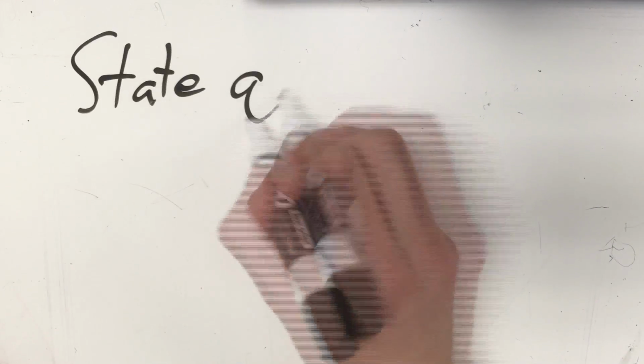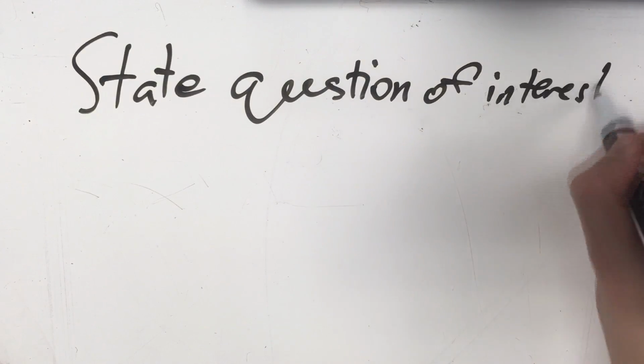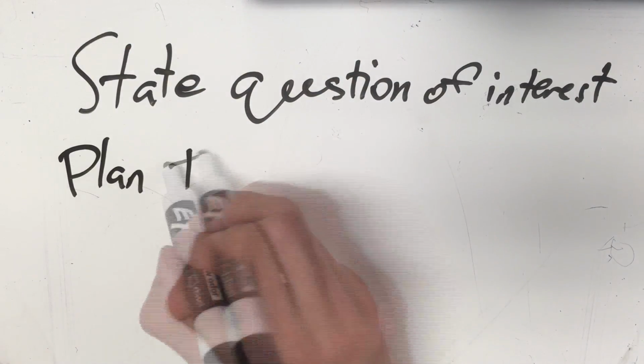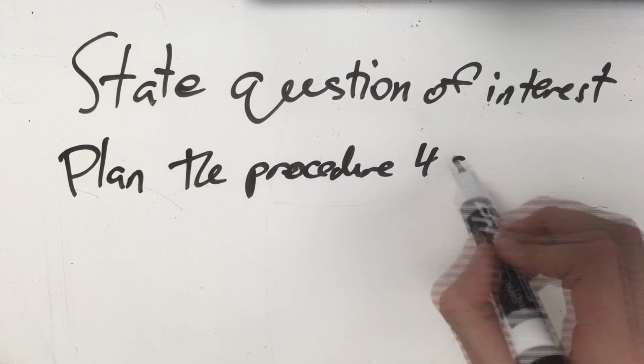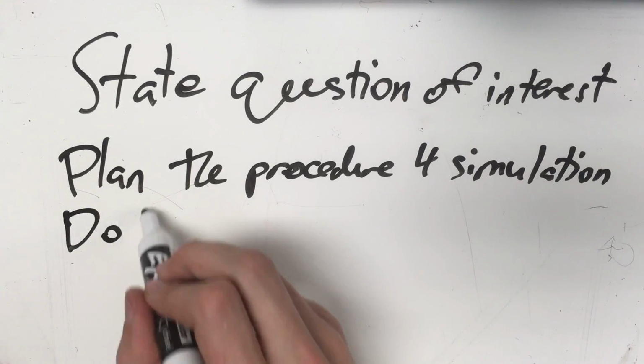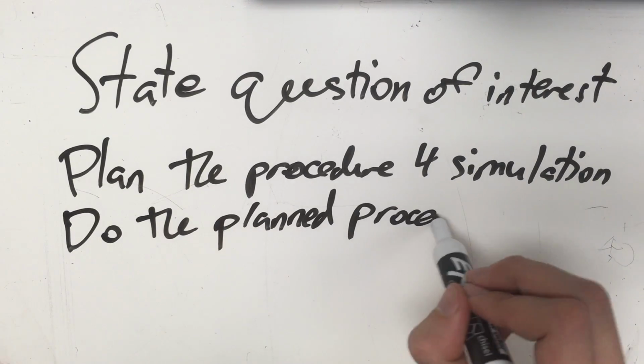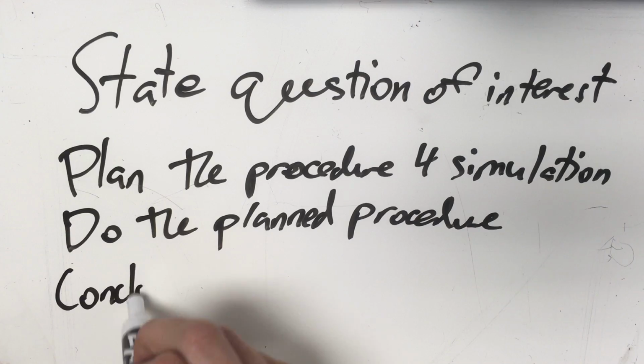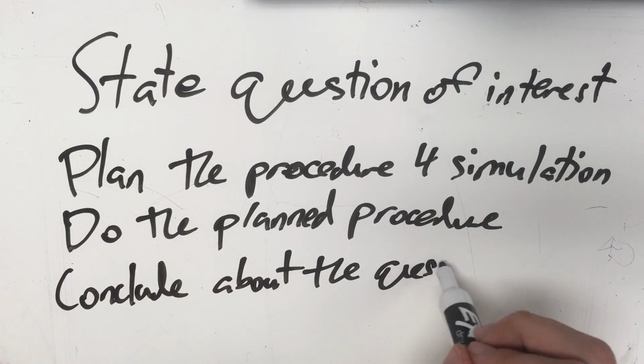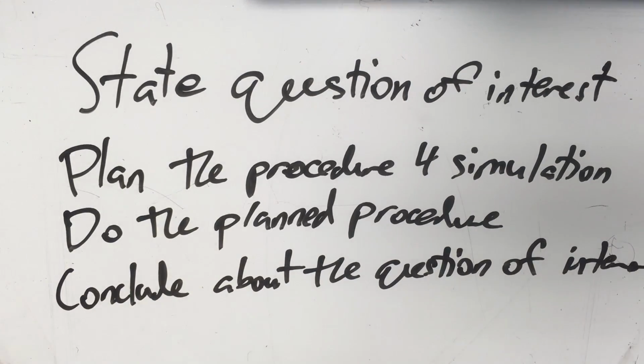When performing a simulation or experiment, remember the state, plan, do, conclude method, where the question of interest is stated, the procedure for conducting the simulation is planned out, the procedure is then carried out to the desired number of results, and finally, a conclusion about the question of interest is drawn based upon the results of the simulation.